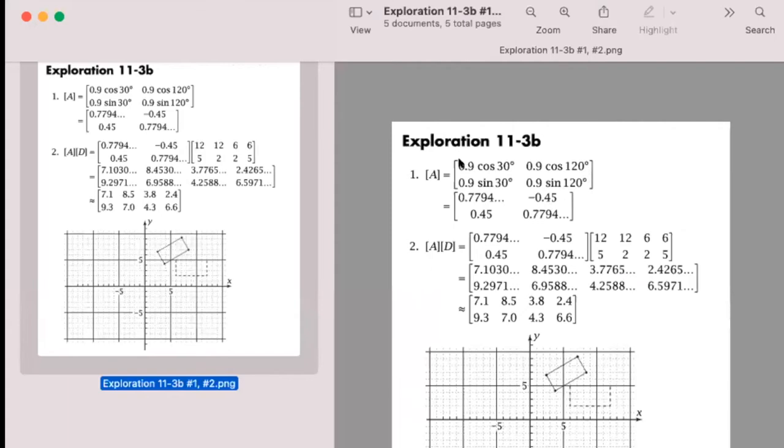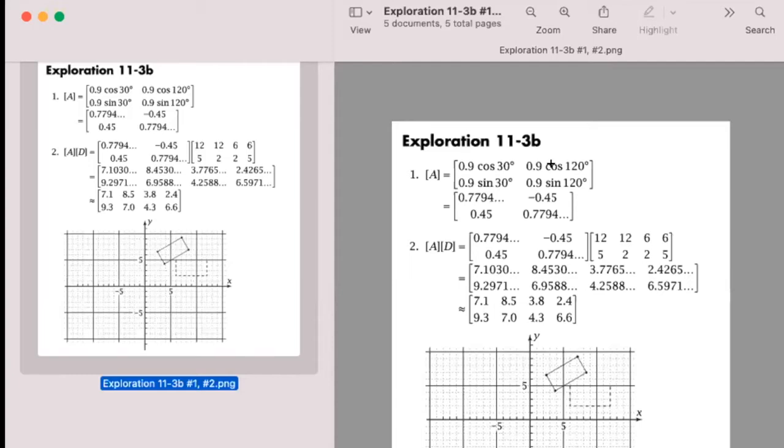This is the 2x2 matrix right here. Notice that 0.9 is on all the elements. That's your dilation. And what happens here is you put the cosine of the measure of the angle counterclockwise that you're trying to rotate by. In this case, it's 30 degrees. And underneath here, you put the sine of 30 degrees. In the second column, you add 90 degrees to both of these.